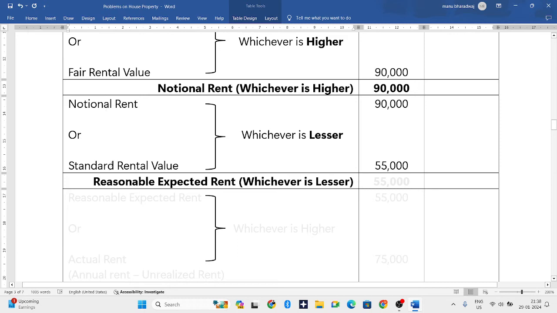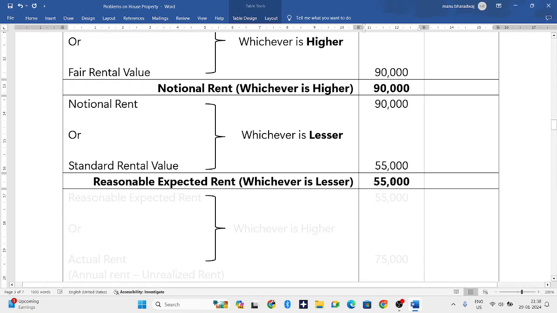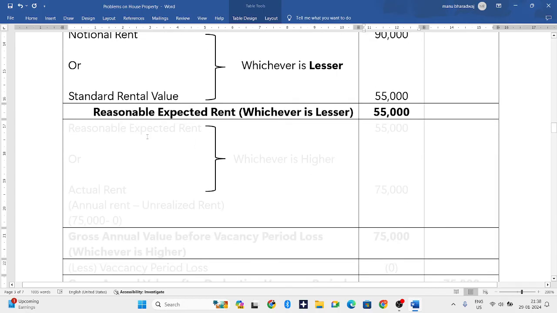Between the notional rent and the standard rental value, whichever is lesser we call the reasonable expected rent. So out of 90,000 and 55,000, since 55,000 is lesser, we call 55,000 the reasonable expected rent. Now consider this reasonable expected rent. That reasonable expected rent should be compared with actual rent.